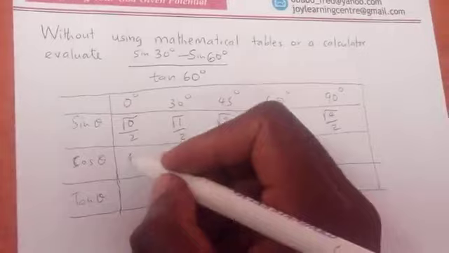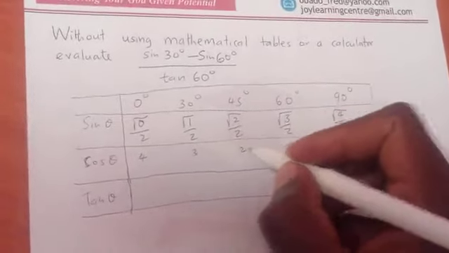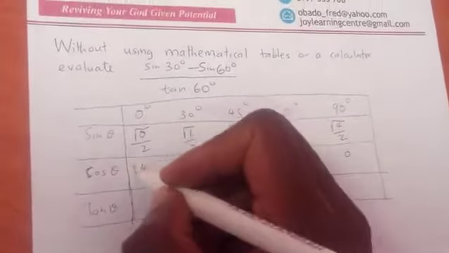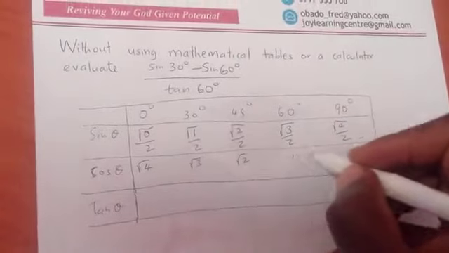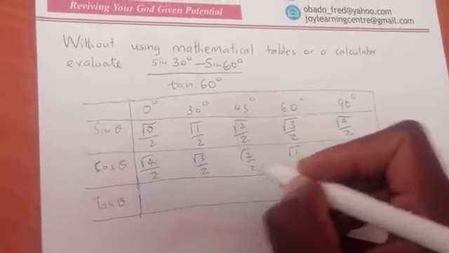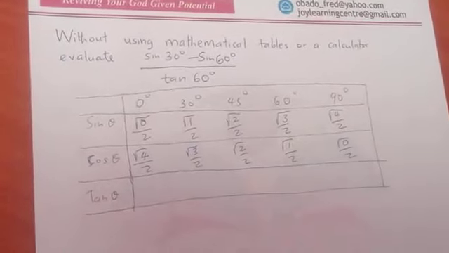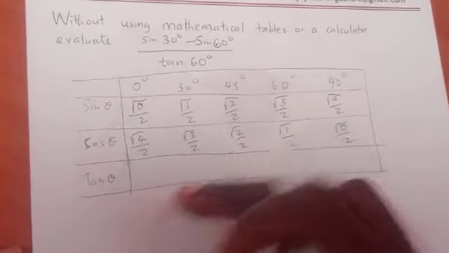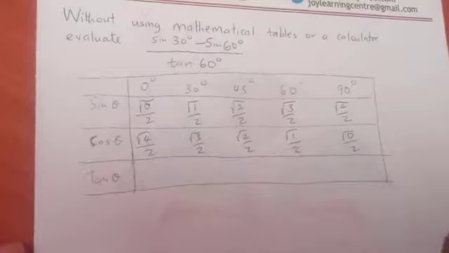For the cos, reverse the situation: 4, 3, 2, 1, 0. Do the same, square root, then divide by 2. Yes, and on tan, don't bother. It's as simple as this.